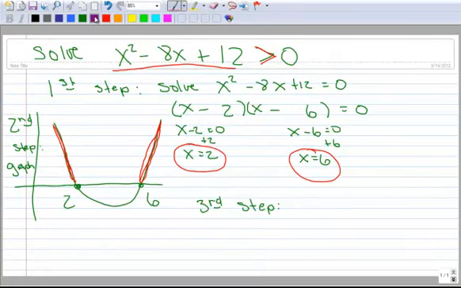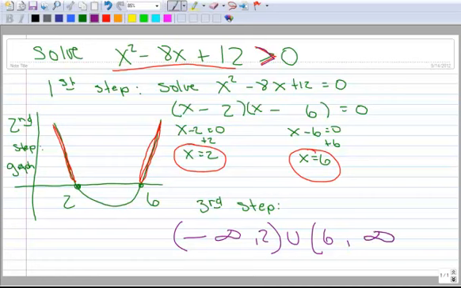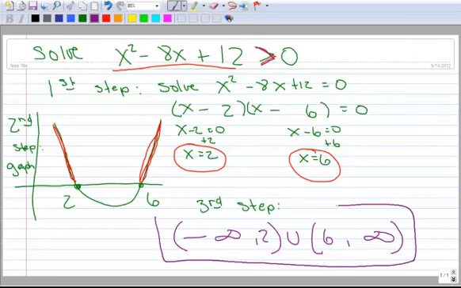So now I'm ready to write my solution in interval notation. This means that x is anywhere from negative infinity up to 2. I'm going to use parentheses because this is a less than, not a less than or equal to. And from 6 to positive infinity, parentheses. So that's the final solution to the inequality problem right there, in interval notation.